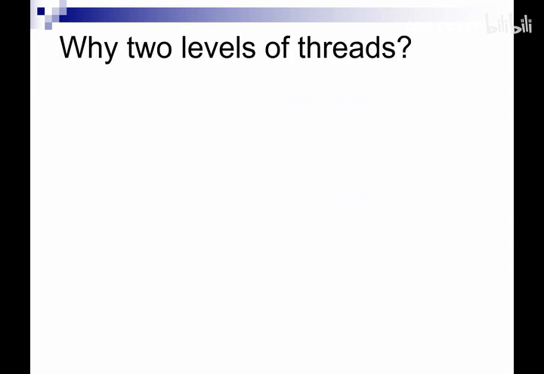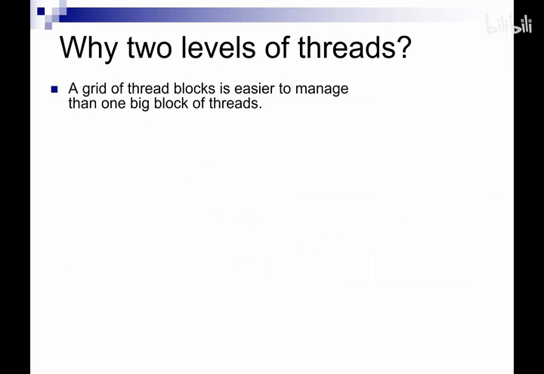Okay, so now let's talk about this thing. I've mentioned this several times. We have these two levels of threads, blocks and grids. Why do we have these two levels? Basically, imagine the alternative. On the GPU, we're going to run millions of threads, potentially, or even billions of threads. We could have up to billions of threads.